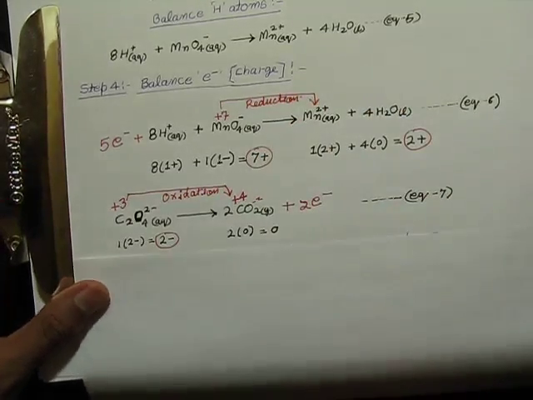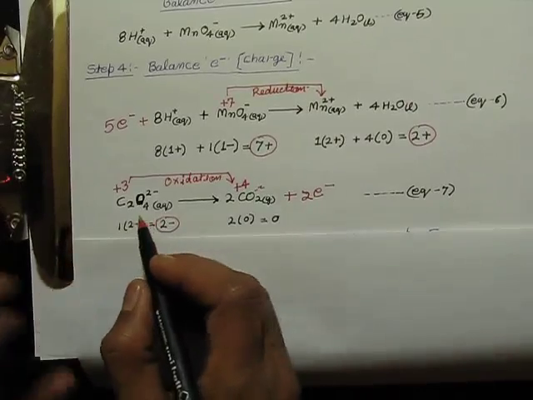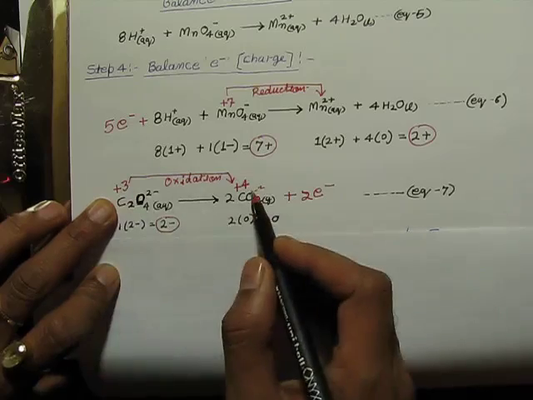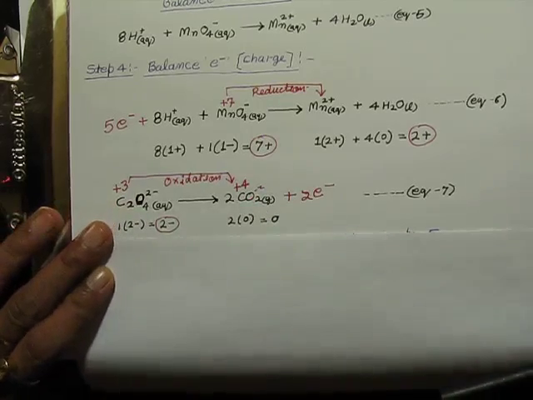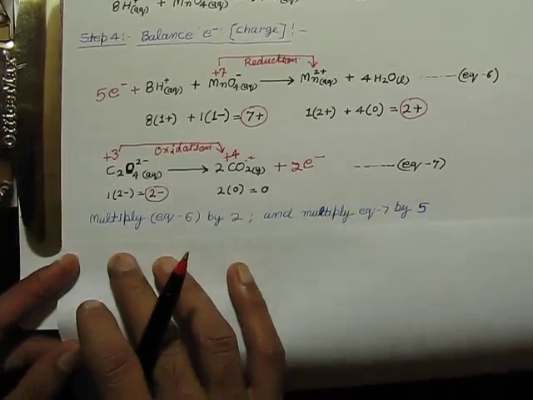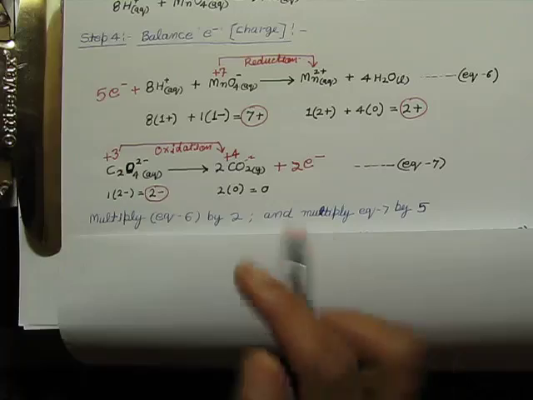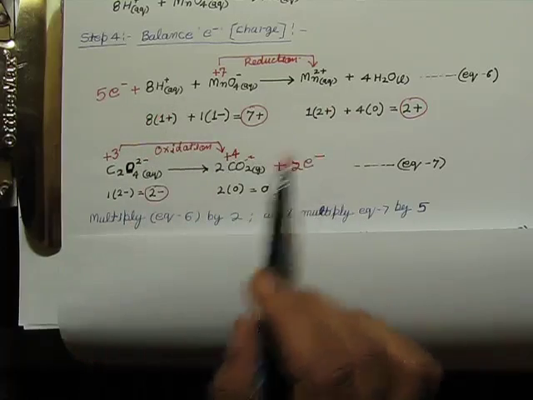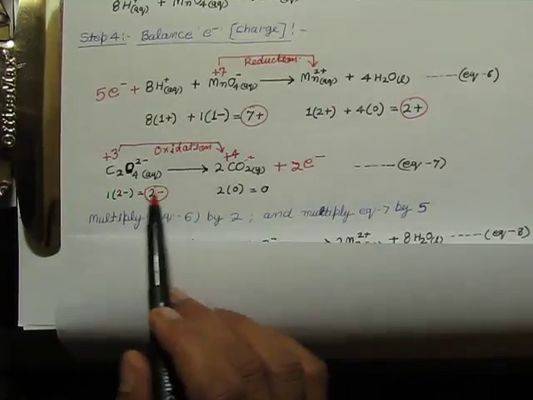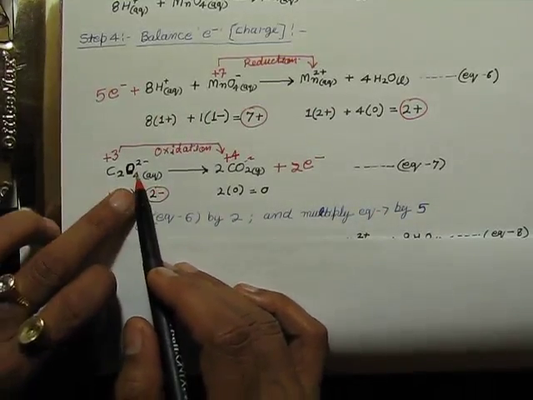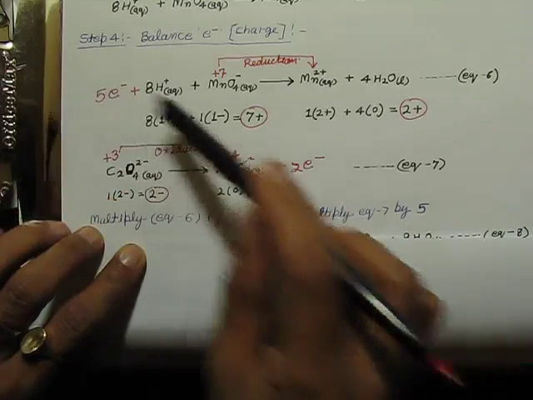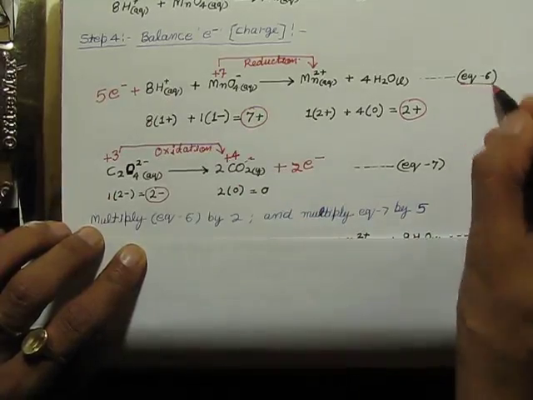That is why we have to add 2 electrons to balance +3 to +4 for 2 carbon. And now everything is balanced, meaning atoms are balanced. Hydrogen is balanced, oxygen is balanced, manganese is balanced, carbon is balanced, 2 carbon and 4 oxygen, 4 oxygen, but the number of electrons is not balanced in equation number 6 and equation number 7.